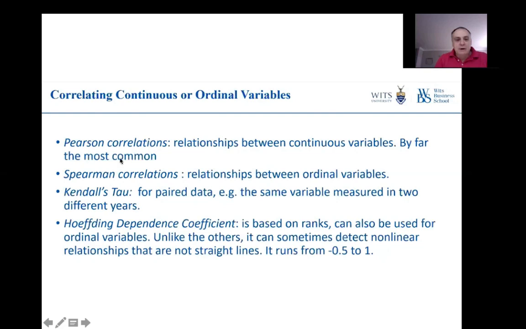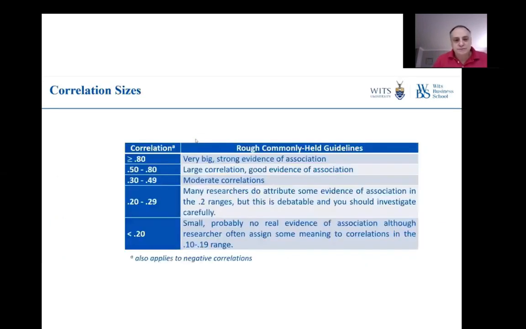Pearson is the most common one that is used, and Spearman is for relationships between ordinal variables. So for the purpose of this course, please understand Pearson looks at continuous variables. It's the most common. Spearman looks at ordinal variables, and that's how you choose which type of correlation to do. The rest of them are important to know that they exist, but it's beyond the scope of this course.